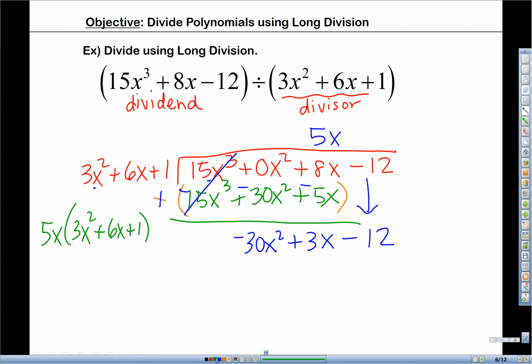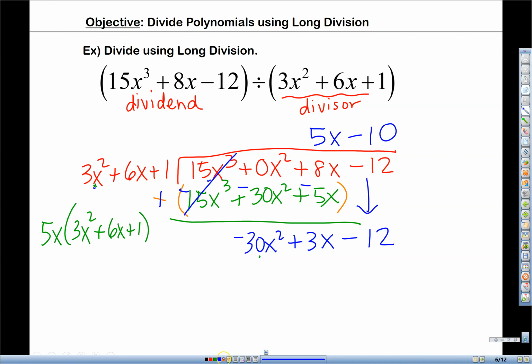Now, hopefully, we start to realize this is going to be our last time through the process because we brought down our last term. So we should expect to get our remainder after this next go around. So now we focus on our first term in our divisor again of 3x squared and our new first term here of negative 30x squared. We have to figure out what times 3x squared exactly equals negative 30x squared, which means that we need to realize, well, 3 times negative 10 is negative 30, and we already have the x squared. So this would be a minus 10.